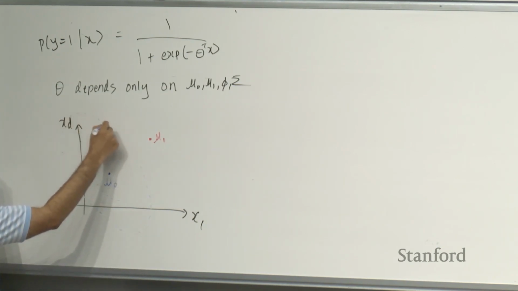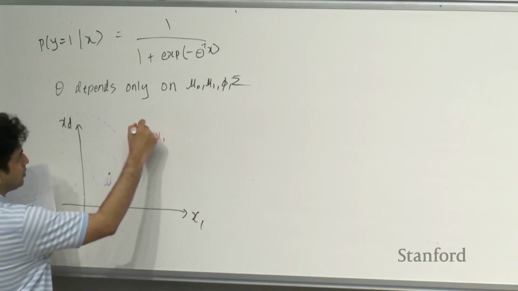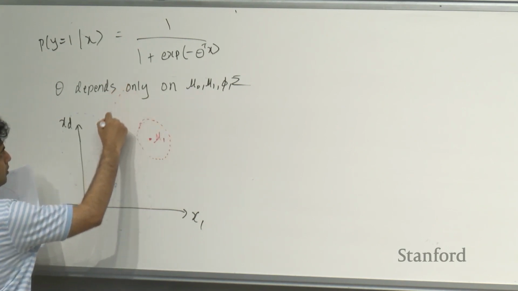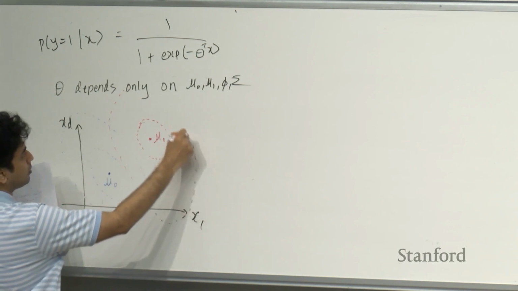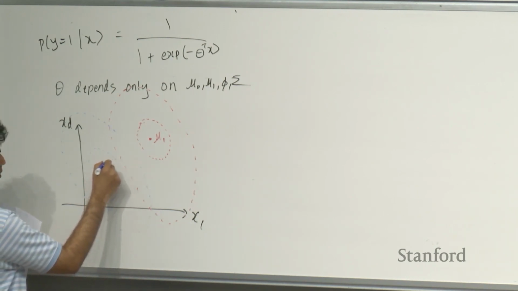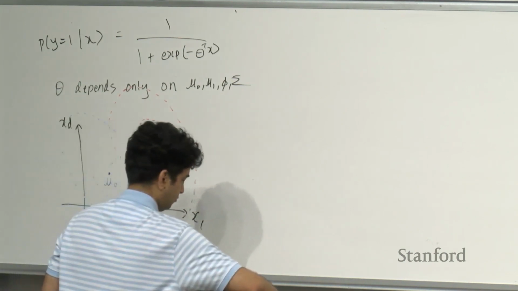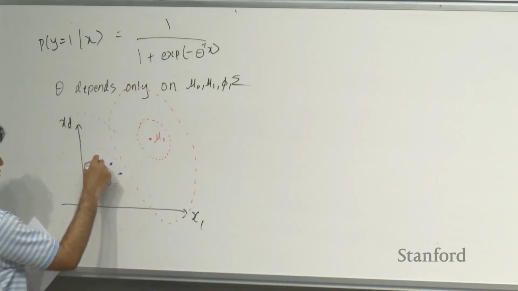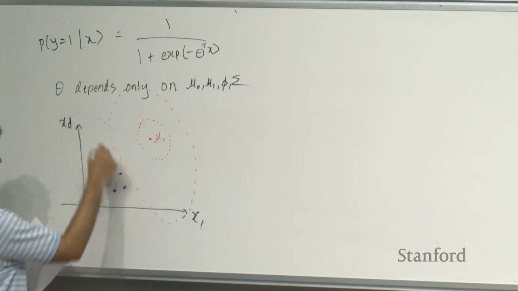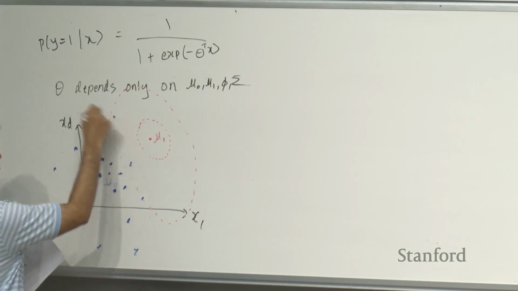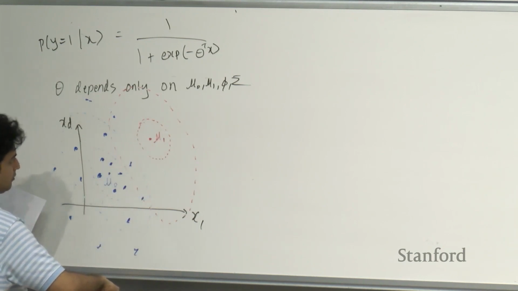So these are the contour plots for the density of class 1, and these are the contour plots for the density of the other class, and our examples are sampled from these Gaussians. So let's say for the red class, we have some examples.